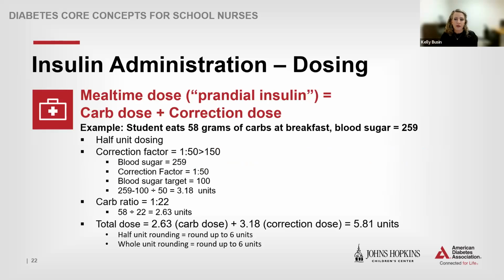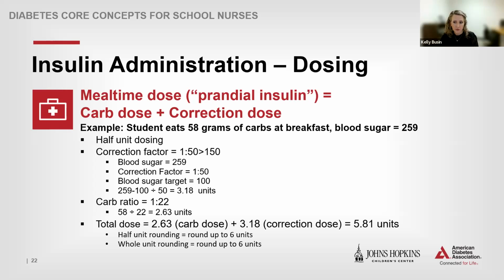So now putting it all together, let's do an example of an insulin calculation at a meal. In this particular example, our student is going to eat 58 grams of carbs and their starting blood sugar before they ate was 259. This student uses half unit dosing. Their correction factor is 1 unit for every 50 grams over 150. And using the calculation method for obtaining the correction dose, we would use the blood sugar target of 100, which is found in the DMMP.